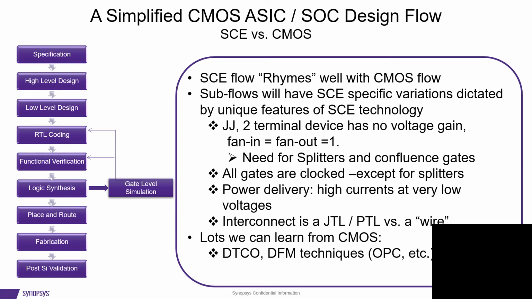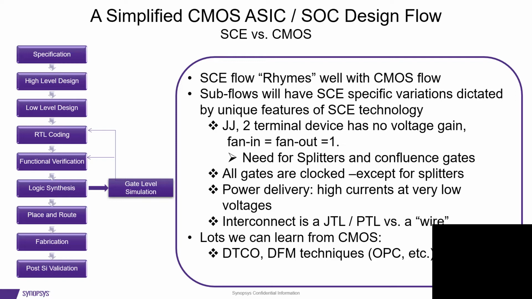Exactly, we leveraged our experience in CMOS and started with a classical CMOS flow, starting with specification, high-level design, RTL coding, functional verification, synthesis, place and route through fabrication, and post-silicon validation. So that's where the similarities end for superconducting electronics. However, for the ERSFQ example, or for superconducting in general, there are many variants that make them unique.